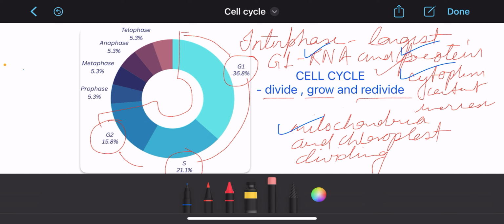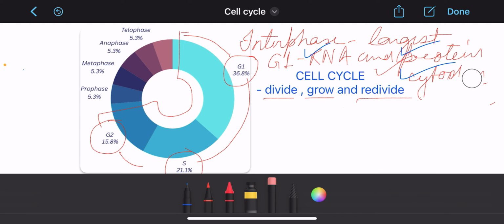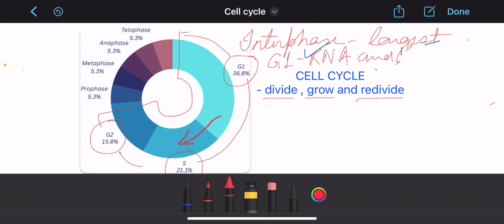Now let's see what happens next. Now after G1 phase, the cell enters into either S phase or into another phase that is known as R phase or G0 phase, that is termed as resting phase.